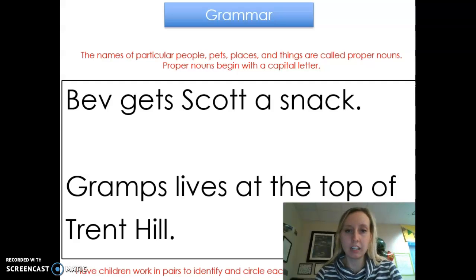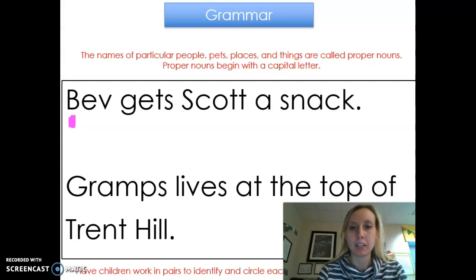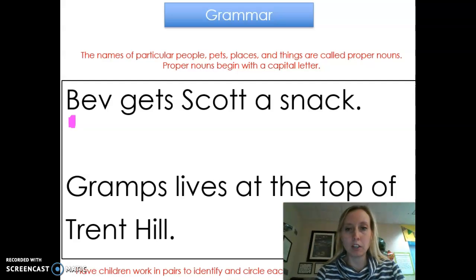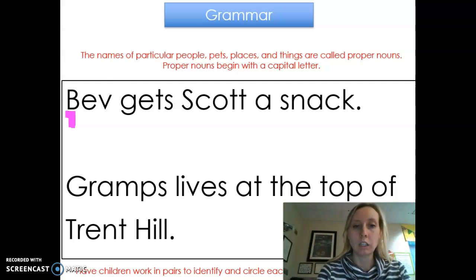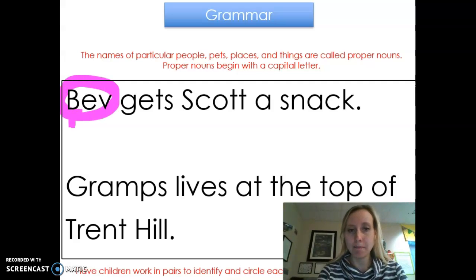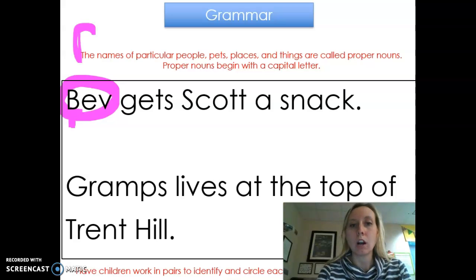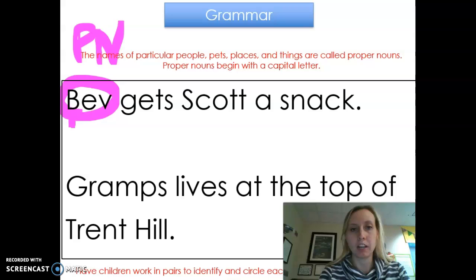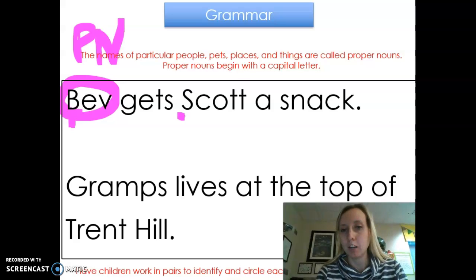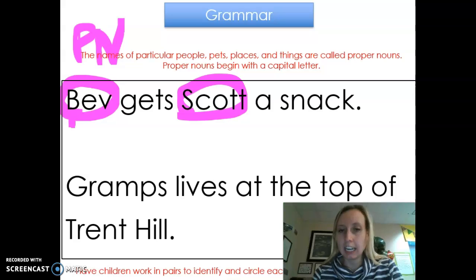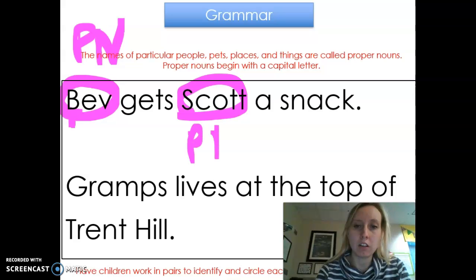So I'm going to read this sentence and have you try to find the proper or common nouns. Okay, Bev gets Scott a snack. So first of all, a noun is a person. So did we list people? We did. We listed Bev. Is Bev a name? Yes, it is. So that's a proper noun. PN, proper noun. And what's my other name? Scott. A good indicator of it being a proper noun is the capital. Okay, so this is a proper noun.